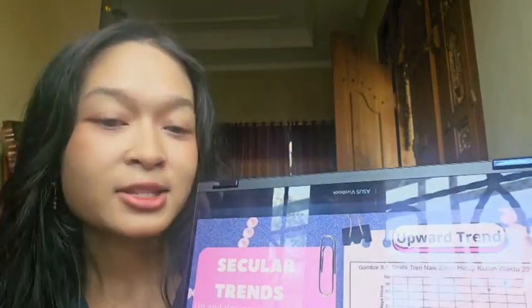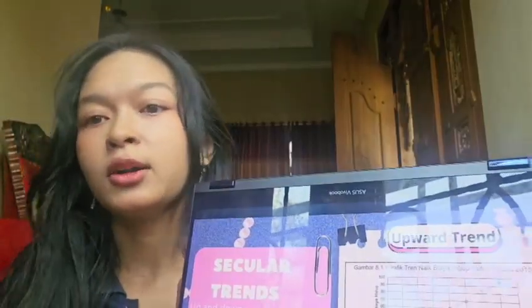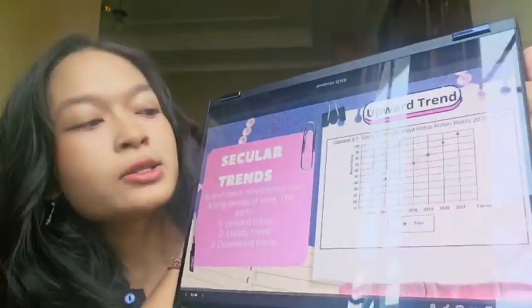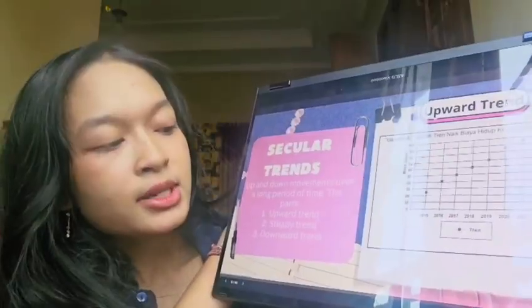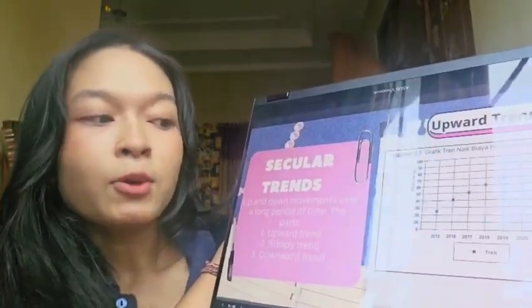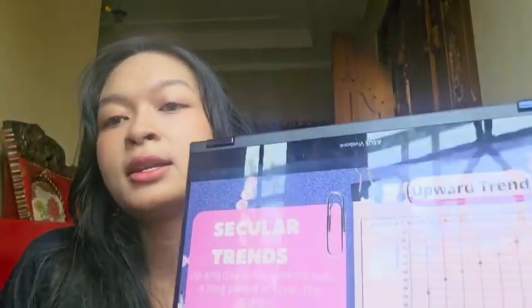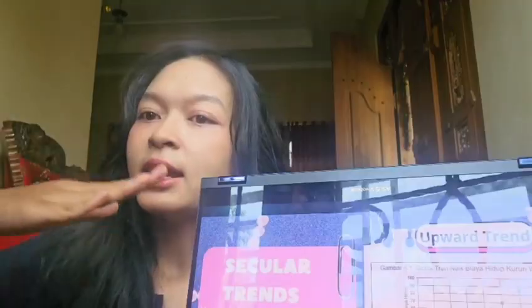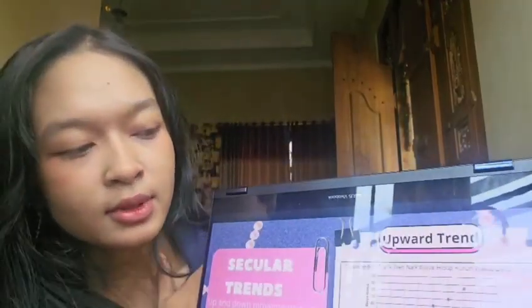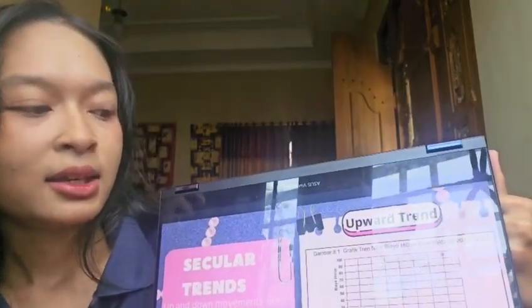Okay, we move to the next slide, and I will explain the components one by one. The first one is secular trend. A secular trend is an up and down movement over a long period of time. It has 3 parts: the first is upward trend, then steady trend, and the last one is downward trend.